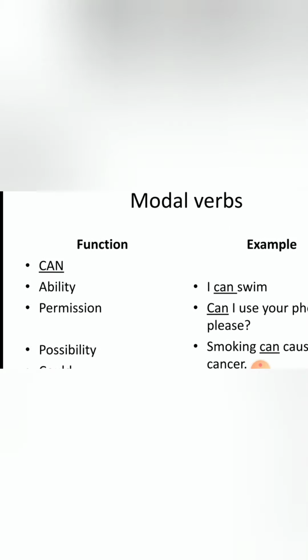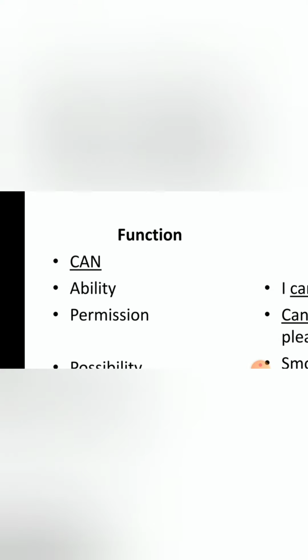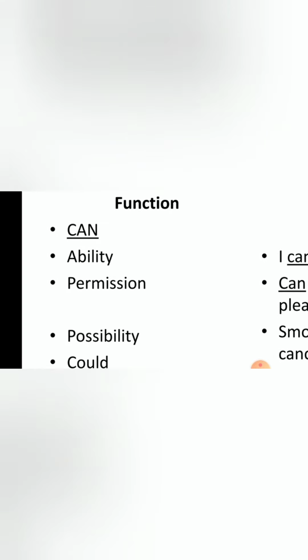First one you see: can. Can is a modal verb. It is used to indicate someone is allowed to do something. The functions are given here: ability, permission, and possibility.